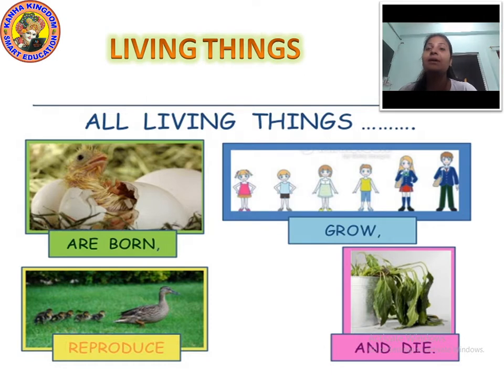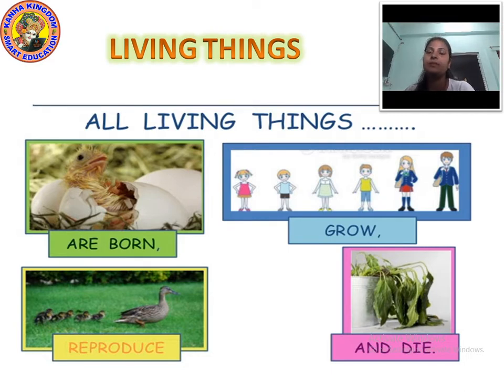Okay, it reproduces the young chicks. Okay, it reproduces. So living things can die also. Look how plants are dying. If we do not get food, if we do not get water, if we do not get air, we will die. So living things also die. So living things need water, air, food to live. Without all these things, a living thing can die.